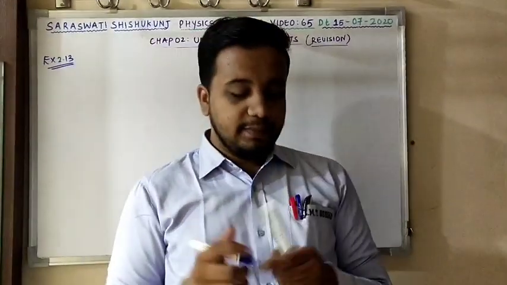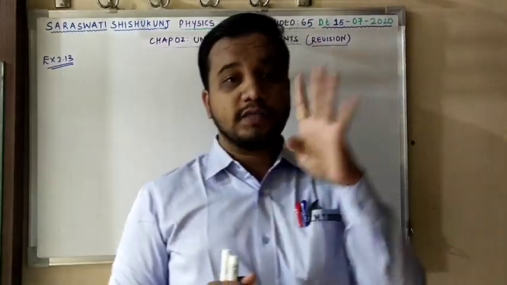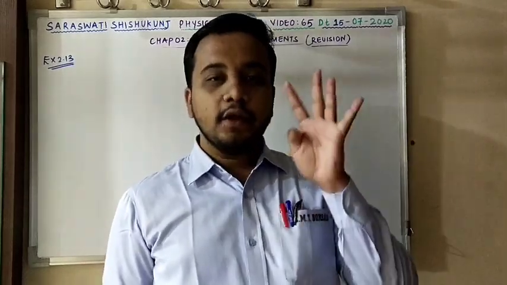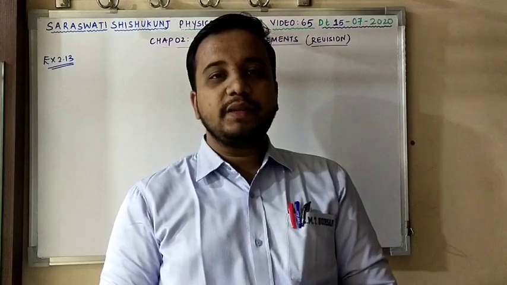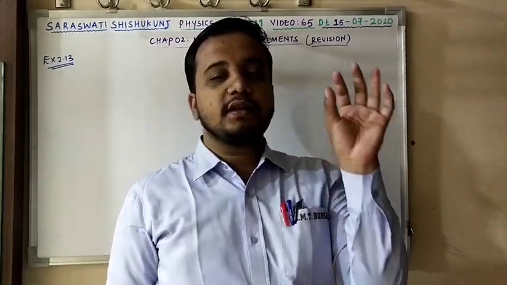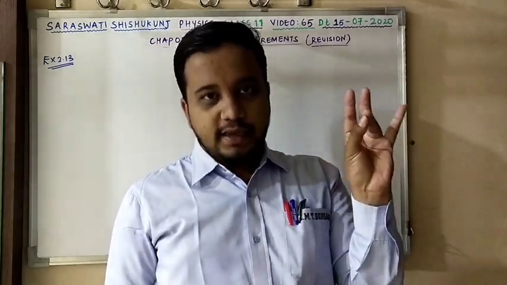Now what is given over here? Remember, in example 2.13 they are given that there is a physical quantity P which is associated with 4 observations A, B, C and D. They have given the percentage error in the respective 4 observations: percentage error in A, percentage error in B, percentage error in C, percentage error in D.